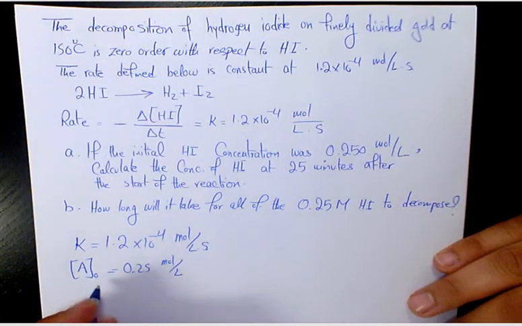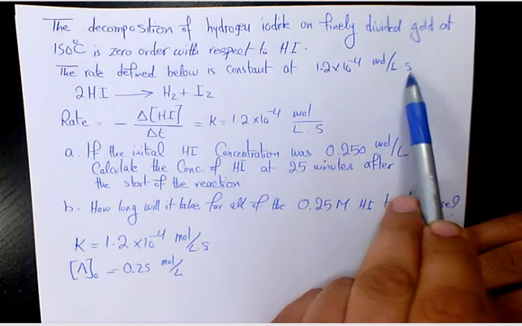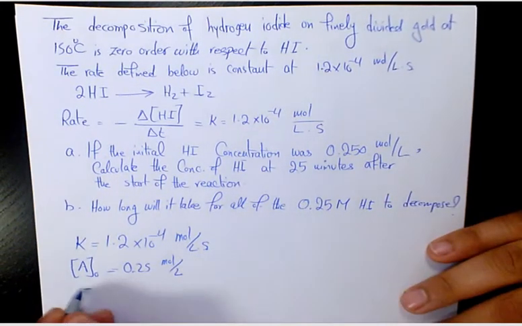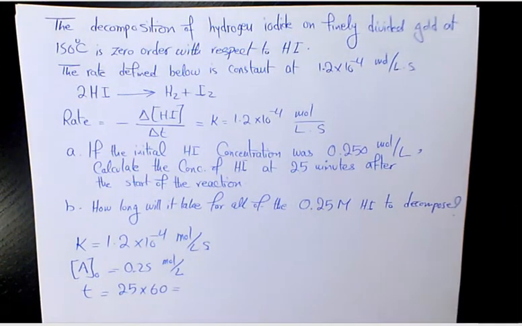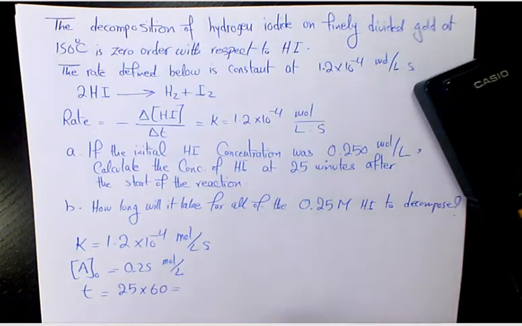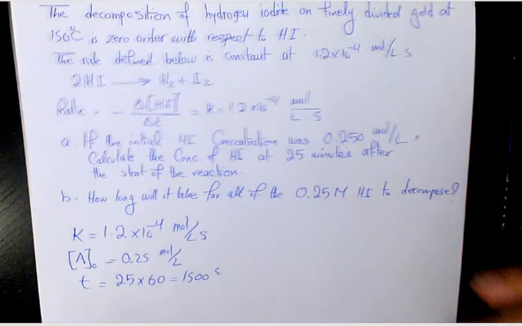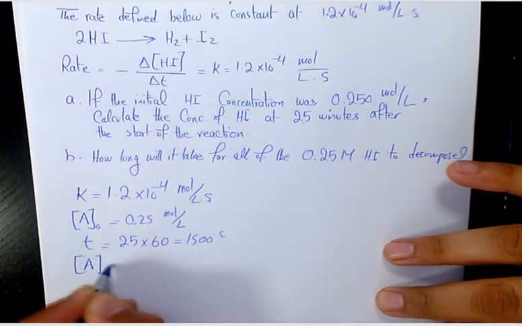Calculate the concentration after 25 minutes. It says 25 minutes, but here you have it in terms of seconds, so you need to change time to seconds. So 25 times 60 is going to be 1500 seconds after the start of the reaction. So we need to find out the final concentration.